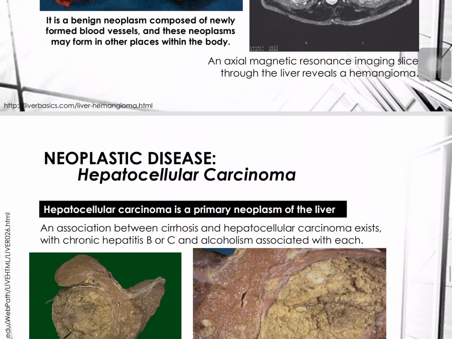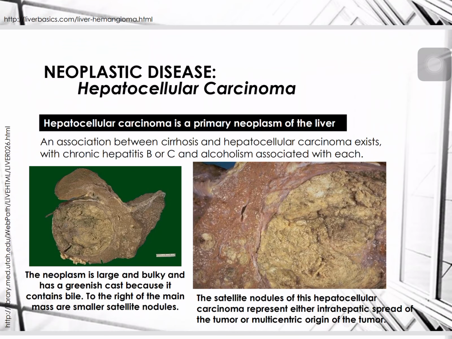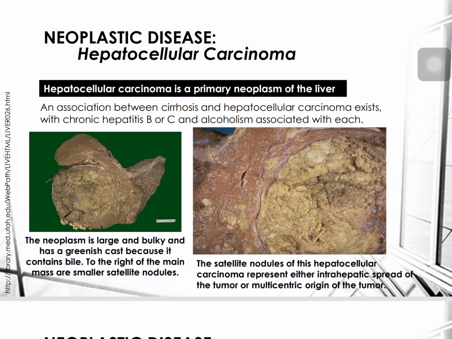Next is the hepatocellular carcinoma or hepatoma. It is a primary neoplasm of the liver. An association between cirrhosis and hepatocellular carcinoma exists, with chronic hepatitis B or C and alcoholism associated with each. Most primary hepatomas originate in the liver parenchyma, creating a large central mass with smaller satellite nodules.